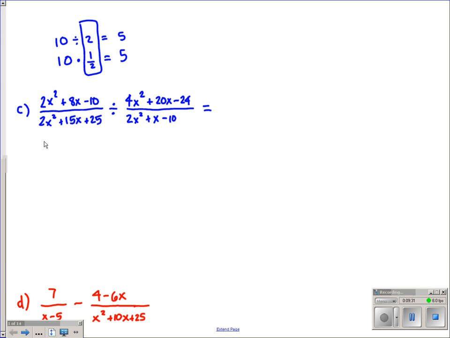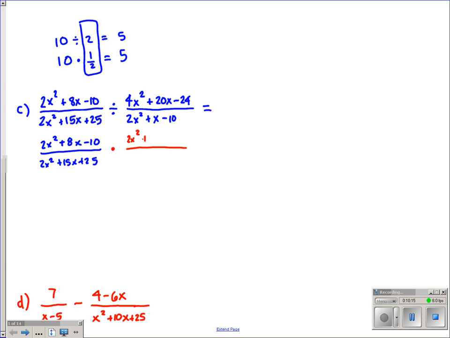I'm going to do that right below here. So I'm going to have 2x squared plus 8x minus 10 over 2x squared plus 15x plus 25. And we're going to change our division to multiplication, and I'm going to make sure I remember to take the reciprocal of this. So before I do any factoring and stuff, I'm going to rewrite it just so I don't make any mistakes and forget to do it. That's one thing that I notice students do. Sometimes we get all into the factoring and we forget to write the reciprocal.